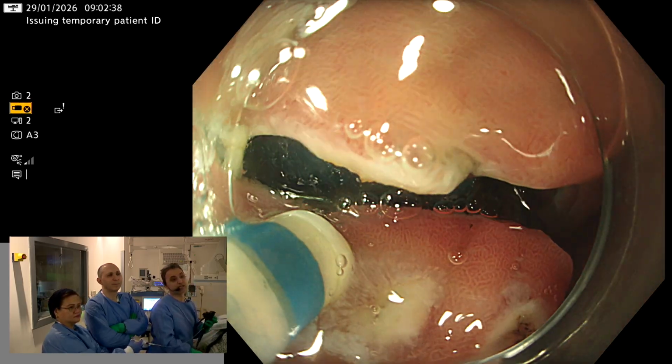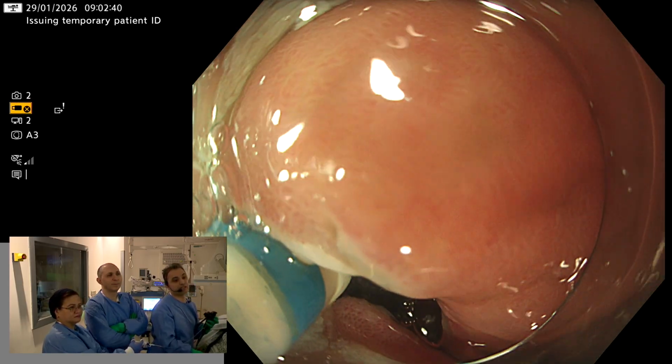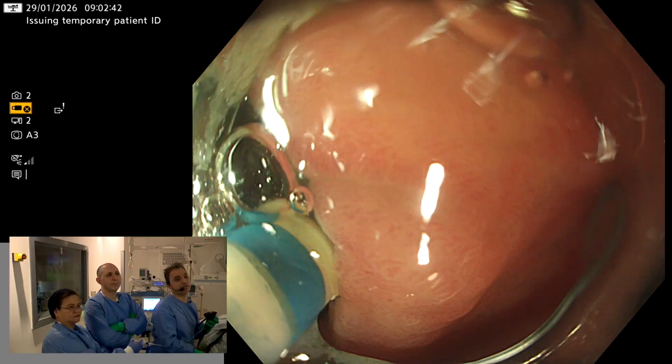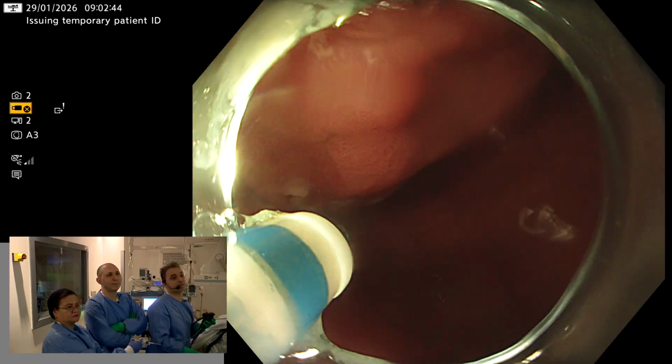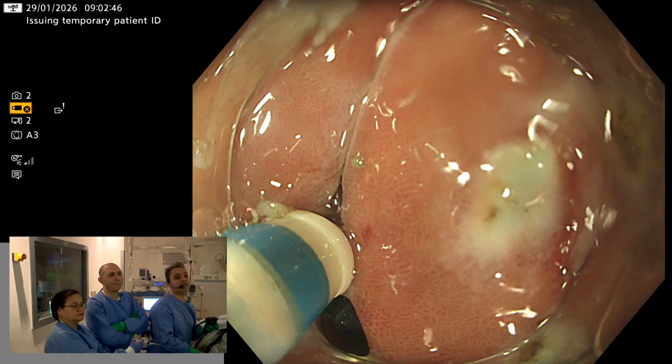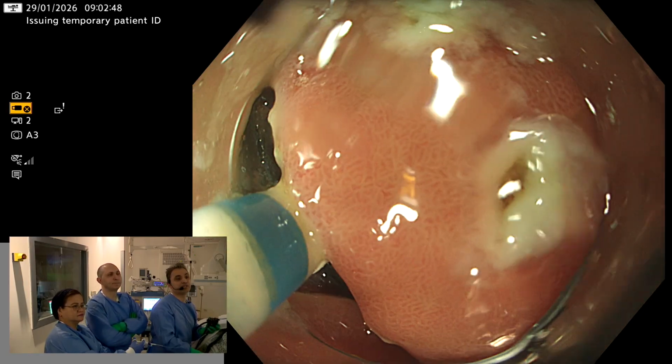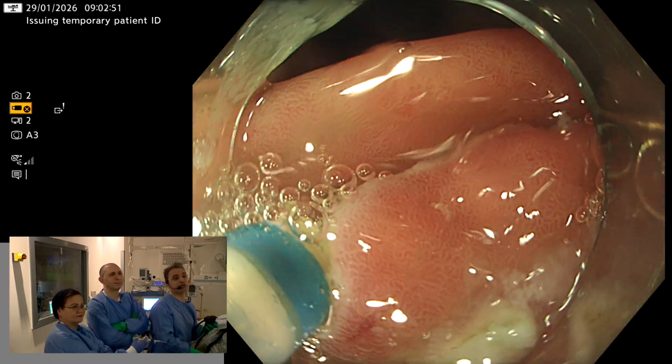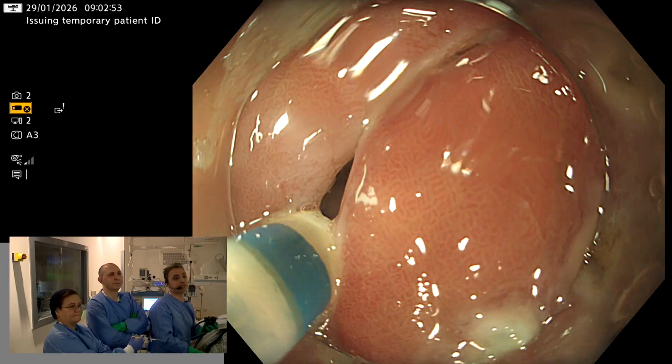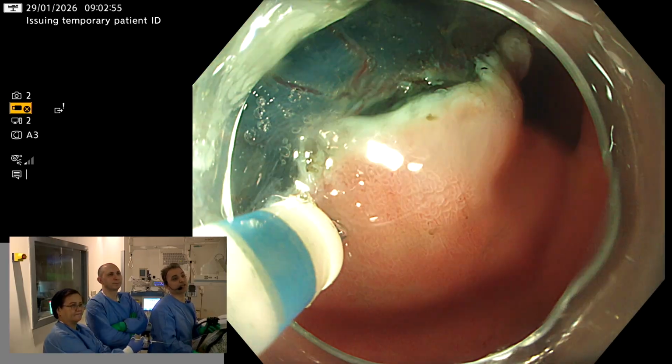Then I will make a trimming by putting the needle, the white ceramic tip, below the mucosal flap or even sometimes in the normal anatomical area. And then I go for trimming. I do the separation of the lesion from the surrounding. This is a key of a successful ESD procedure.